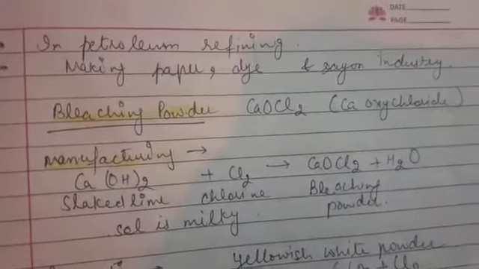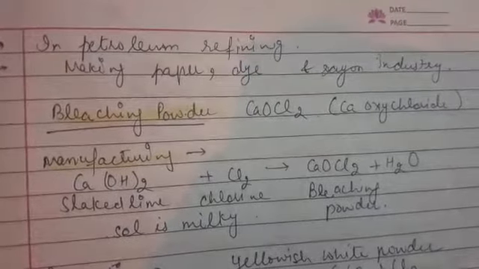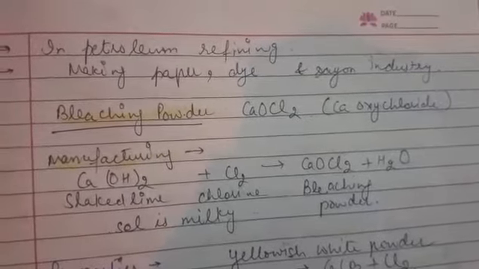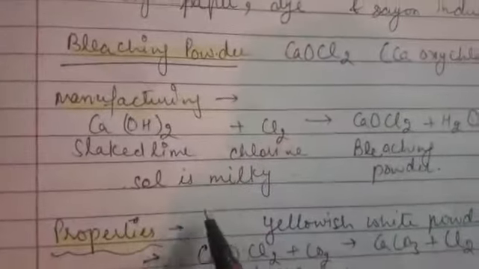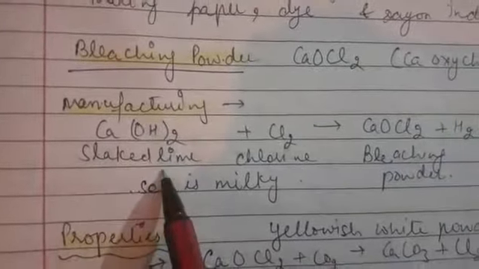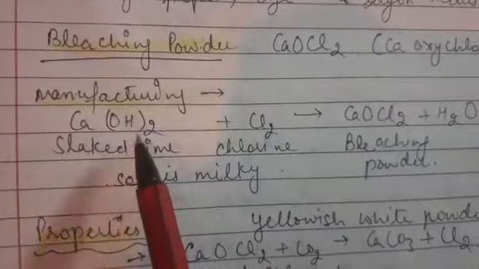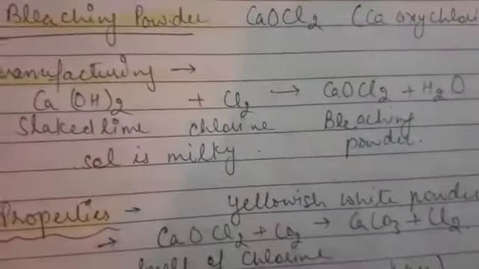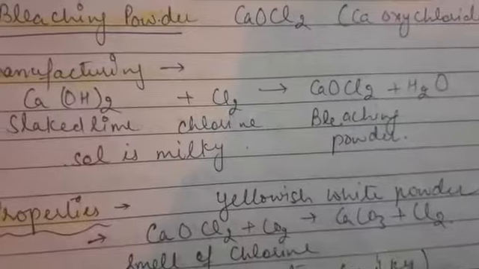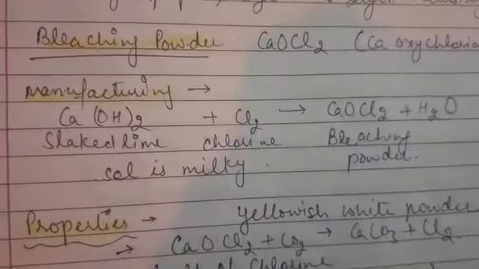Next is bleaching powder. The formula of bleaching powder is CaOCl2, also known as calcium oxychloride. How can we manufacture it? We have to take slaked lime. Slaked lime's formula is calcium hydroxide. When it reacts with chlorine, it forms bleaching powder, calcium oxychloride, and water is released.